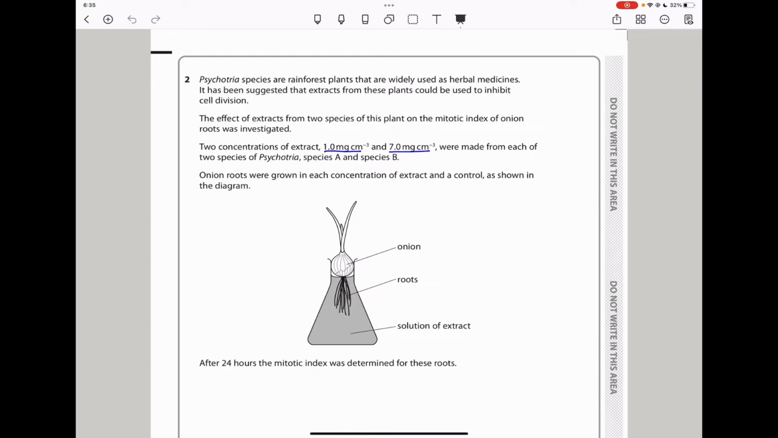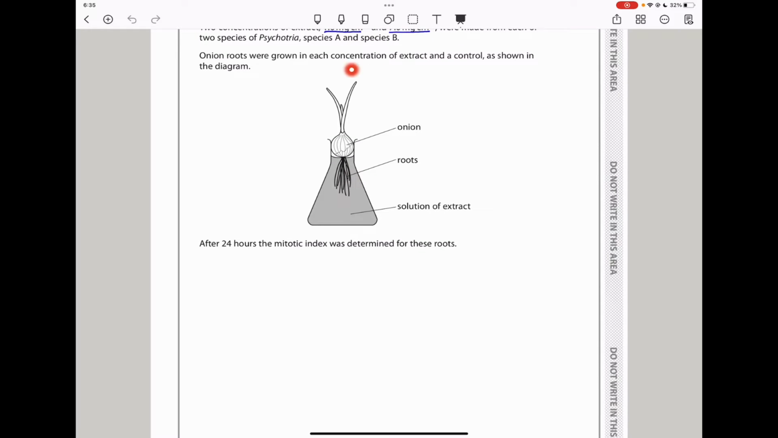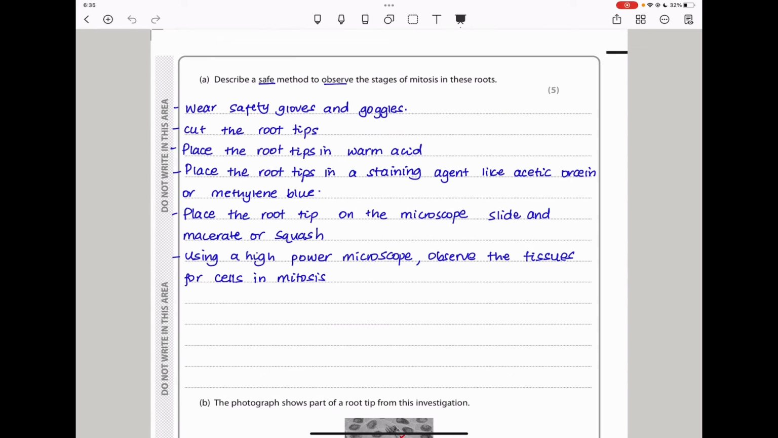They say onion roots were grown in each concentration of extract and a control as shown in the diagram. We see this is the onion. Those are the roots that are grown in the extract solution. So the setup was like this, and after 24 hours, the mitotic index was determined for these roots. Let us continue. Here they say describe a safe method to observe the stages of mitosis in these roots.